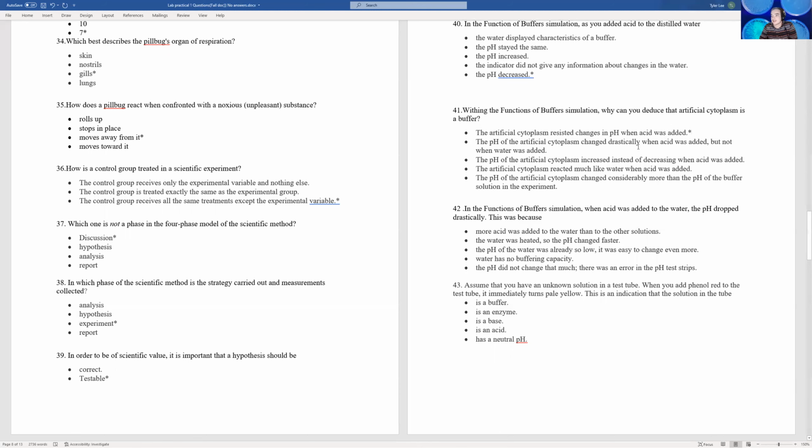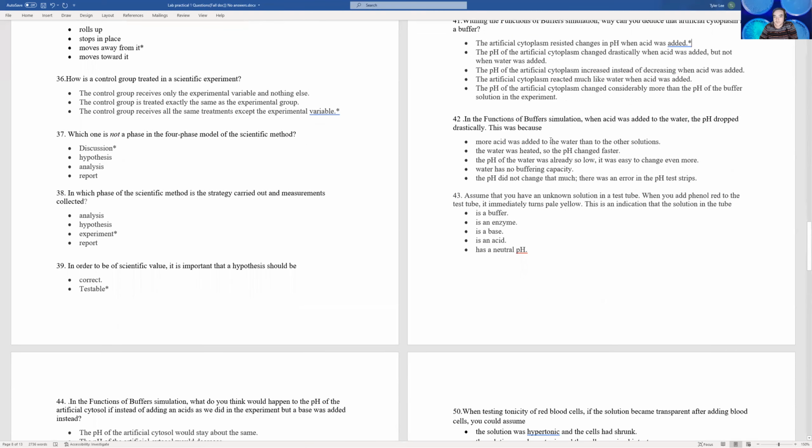So if you add an acid or a base to something and the pH doesn't change, then it has some buffering capacity. So we can deduce that the artificial cytoplasm, if it resists changes in pH, then it is a buffer. All right, 42. When acid is added to water, the pH drops drastically. This is because water is not a buffer, so it has no buffering capacity.